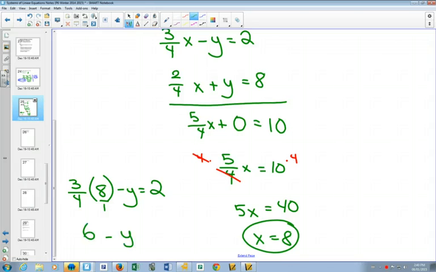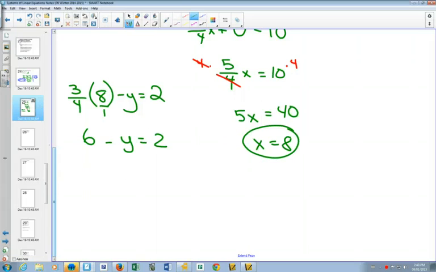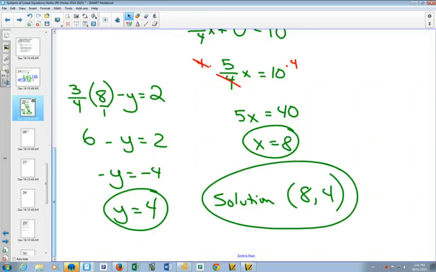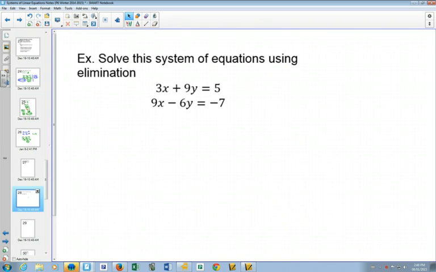6 minus y equals 2. Subtract 6 on both sides. Now careful, there's still a y, has a negative there. So we multiply both sides by a negative now. We get y is 4, so our solution is 8, 4. X or y?